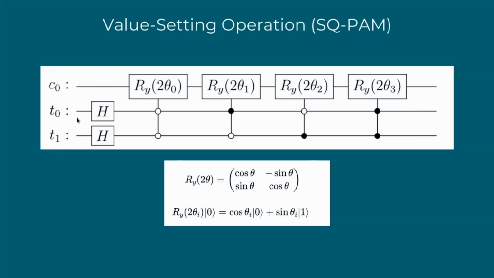to time indexes. So you have, for example, this time register. You put that in a superposition using Hadamard gates, and then you put a bunch of multi-controlled gates for doing the fine value setting operations. For example, this operation waits for when the time state is at the 0, 0 state, and then it sets the amplitude at this timestamp.